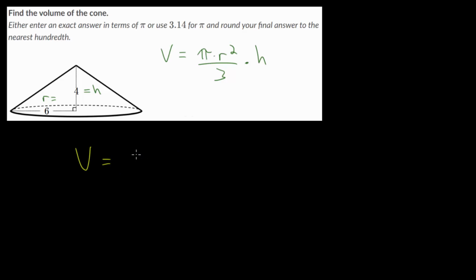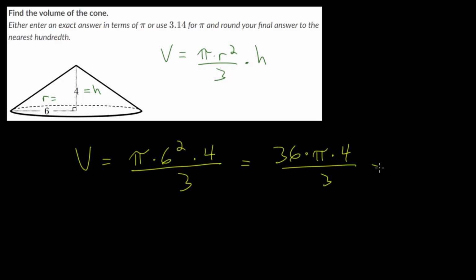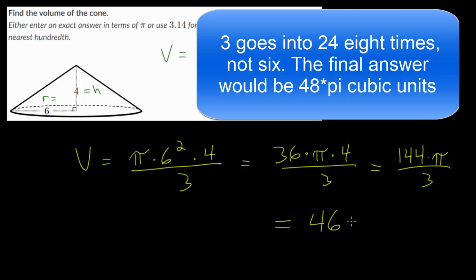We have that the volume is pi multiplied by 6 squared multiplied by 4, the height, and everything is divided by 3. And 6 times 6, that's 36. So we have 36 multiplied by pi multiplied by 4 over 3. And 36 times 4 is 144. And since 3 does go into 144, we can simplify this. 3 goes into 14 4 whole times, and we'd have 2 left over. And 3 goes into 24 6 times. So our final answer here will be 46 times pi.